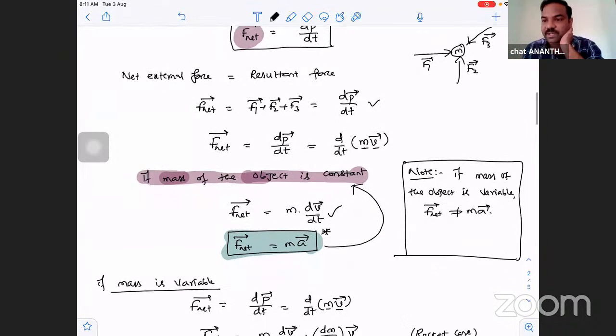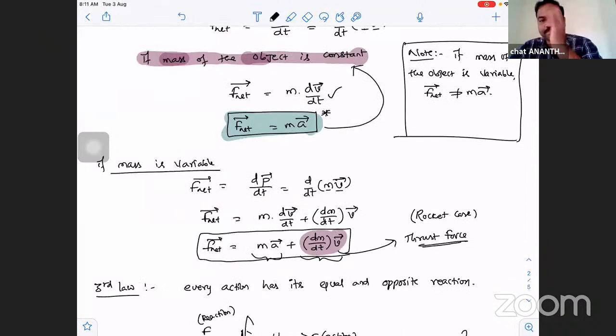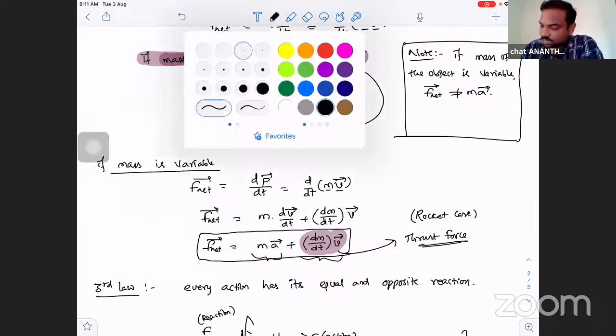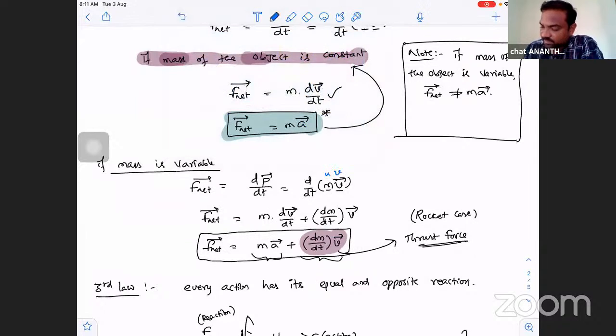If mass is also variable, then m also has to be differentiated. m into v bar. It's something like the u into v method. u into derivative of v plus v into derivative of u. So the same logic applies: m into dv bar by dt plus dm by dt into v bar. The net force I can write as m into a bar plus dm by dt into v bar.